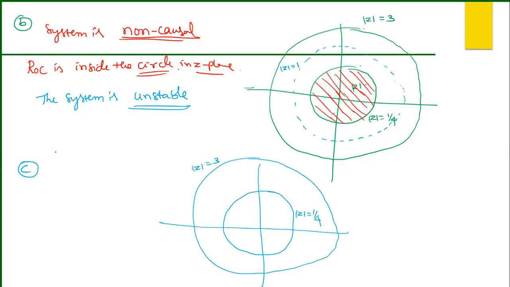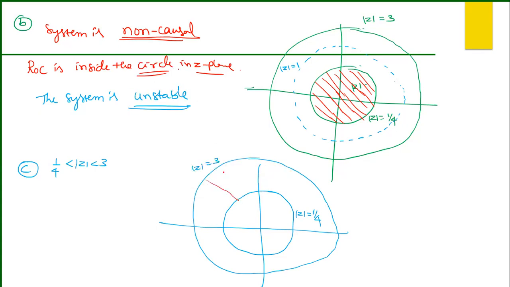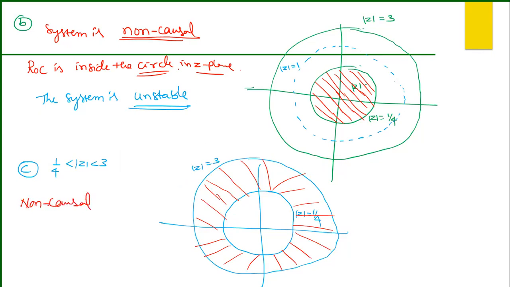Now, what is the condition given? 1 by 4 less than mod Z less than 3. That means in between, the ROC will exist here. What is the condition for causality? ROC should be outside the circle. Is it outside? No. Therefore, the system is non-causal.